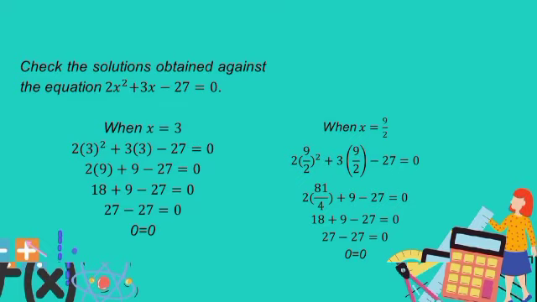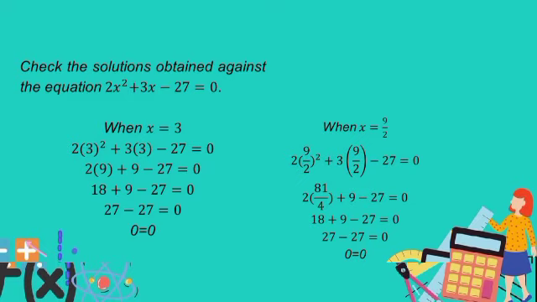So let's have first when x is equal to 3. Substitute the value of x into the original equation, and we obtain 2 times 3 to the power of 2 plus 3 times 3 minus 27 equals 0. So we also have 2 times 9 plus 9 minus 27 equals 0. And it became 18 plus 9 minus 27 equals 0, and 27 minus 27 equals 0. So the right and left sides are equal, both equal to 0.